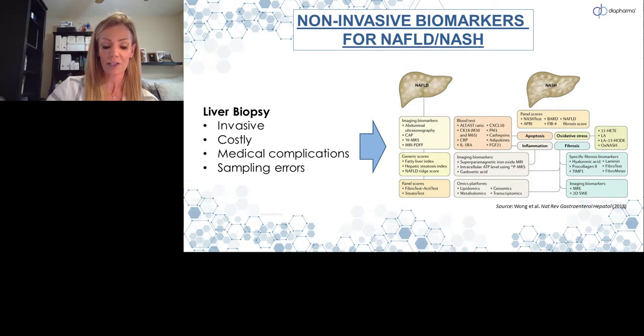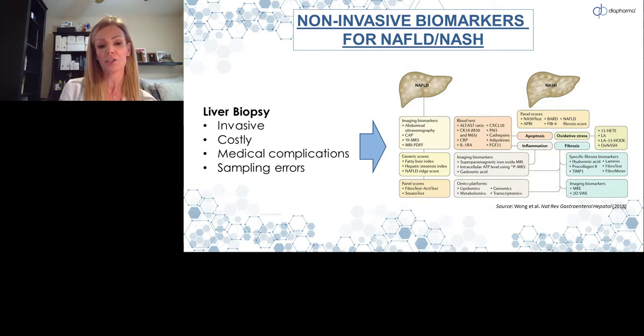Because of these limitations, there is mounting interest in identifying non-invasive biomarkers that reflect treatment effect at early time points and that are also predictive of changes in histology later on. So essentially, what is needed are non-invasive surrogate markers for these histological surrogate endpoints.